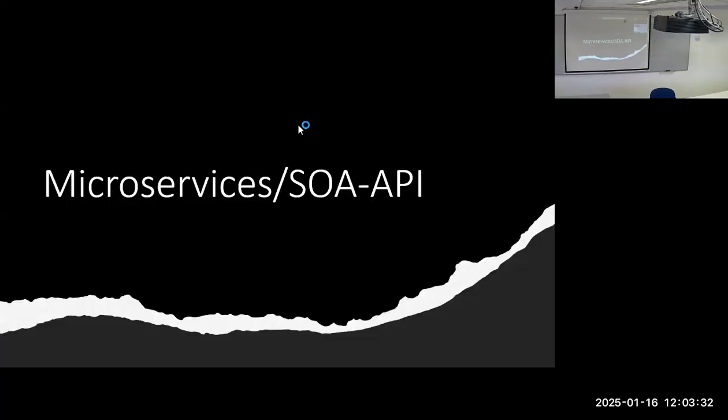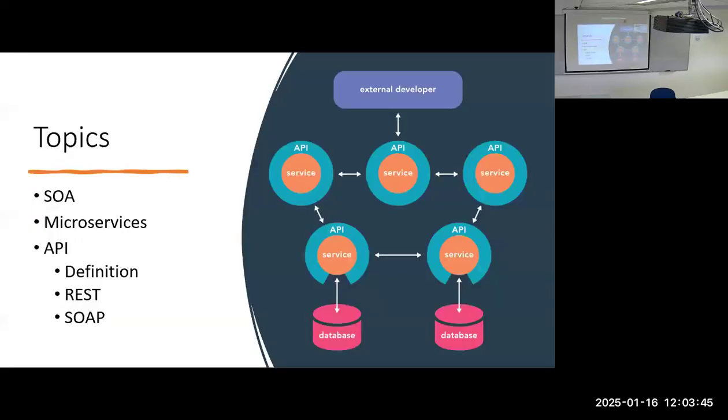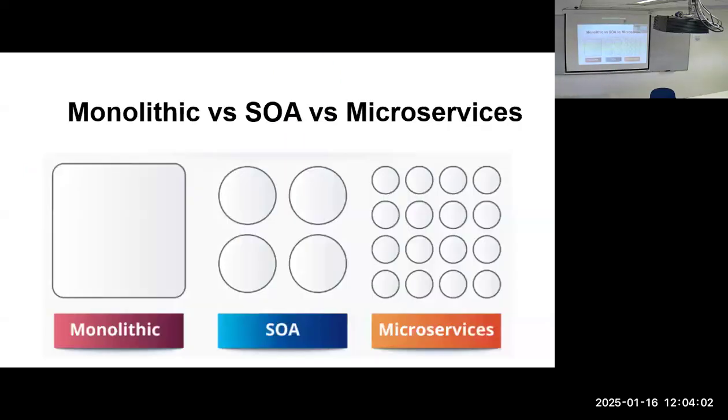Okay, so now we're talking about a new topic, which is microservices. And SOA and API, kind of. Here are our topics. Nice little picture here. This picture shows that every service that you may have has its own API. If you have any questions, you can ask them, but we'll get into more detail.